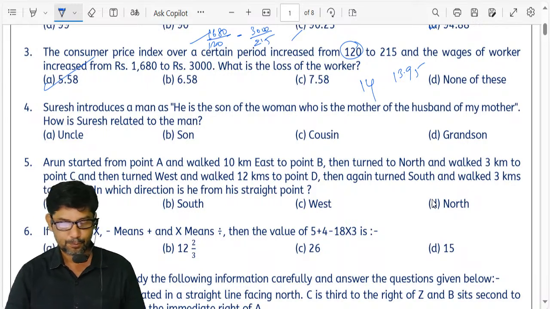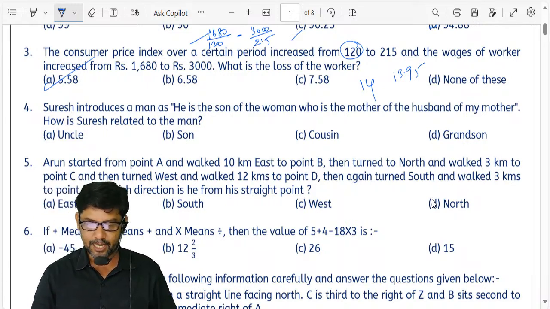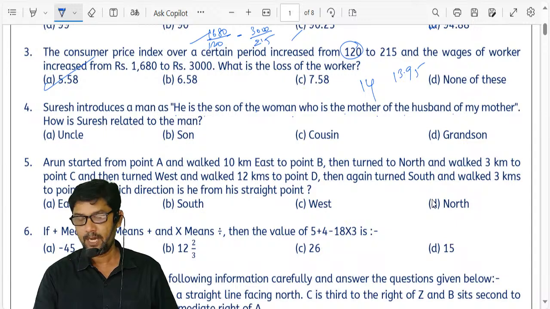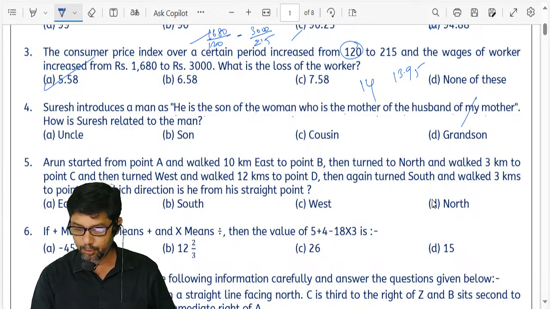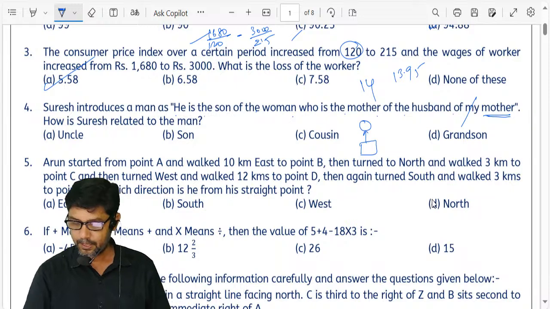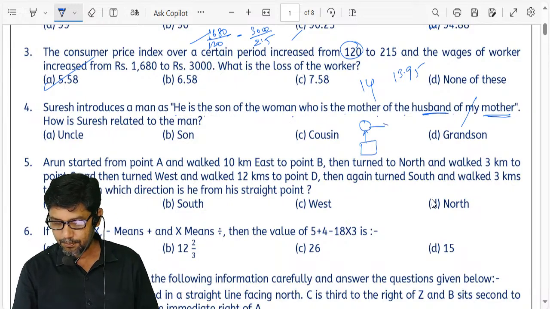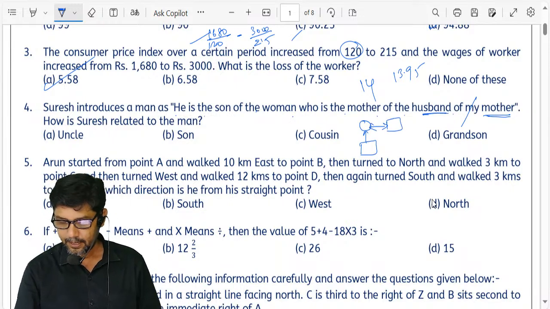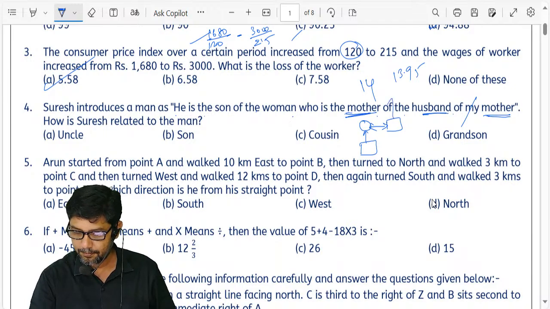Yes. Next one. Suresh introduces a man as he is the son of the woman who is the mother of the husband of my mother. As I told you already, my. So this is Suresh. Now mother, first relation is what? Mother. Suresh has got a mother. Next relation is what? Husband. Next relation is what? Mother. Am I right, my dear?